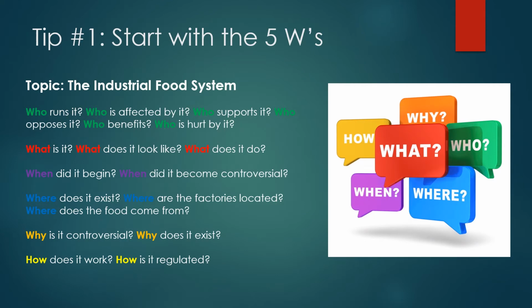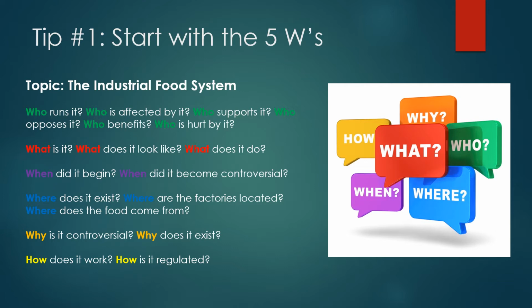My first tip is to start with the 5 W's when you have a topic. Think about the who, what, when, where, why, and how. So my example topic is the industrial food system. Let's say that was something I wanted to research and write about. Well, when I sit down to write the 5 W's down, who runs it? What is it? When did it begin? Where did it begin? Where does it exist? Why is it controversial? How does it work?